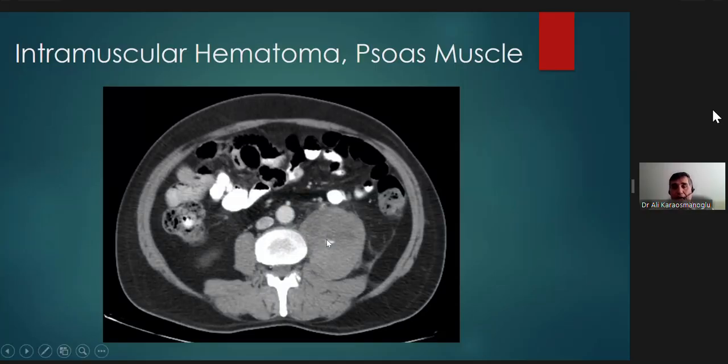So this patient underwent angiography, which did not reveal any active contrast extravasation. The patient was treated conservatively.